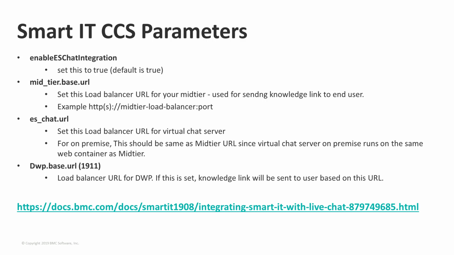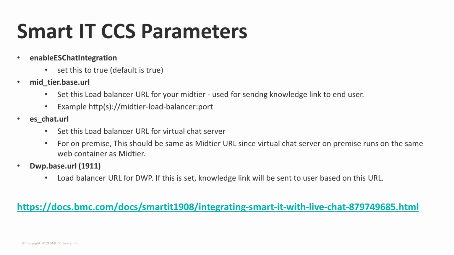What you will also have to do is go to the Smart IT CCS parameters, the centralized configurations. I'm sure all of you know how our centralized configuration parameters work. You have to go to the AR System Administration Console, and from there go to centralized configuration and go to the Smart IT CCS parameter, and you have to set these. The first one is already set to true. This is just in case you want to disable the live chat link, even if everything is in place. You set it to false, and nobody will see the live chat link in the Smart IT console. But by default, it's true.